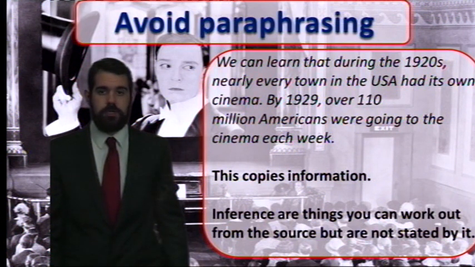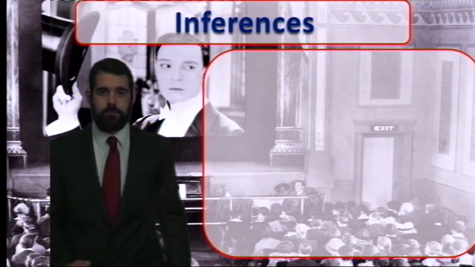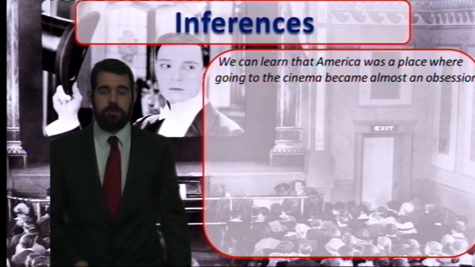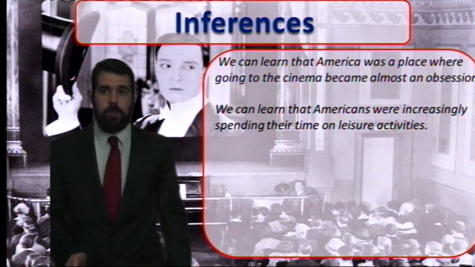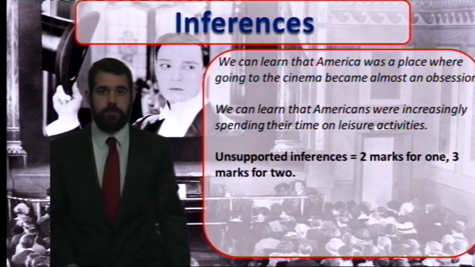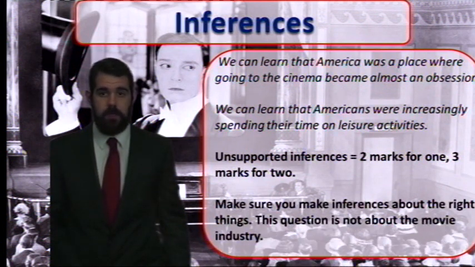It's copying information. Inferences are things that you can work out from the source, but are not directly stated by it. So, let's have a look at some possible inferences you can make. We can learn that America was a place where going to the cinema became almost an obsession. That is an inference. We can learn that Americans were increasingly spending their time on leisure activities. That is an inference. Unsupported inferences, you get 2 marks for one of them, you get 3 marks for 2 of them. So if you did both of those, that would be 3 marks. One of those, 2 marks.